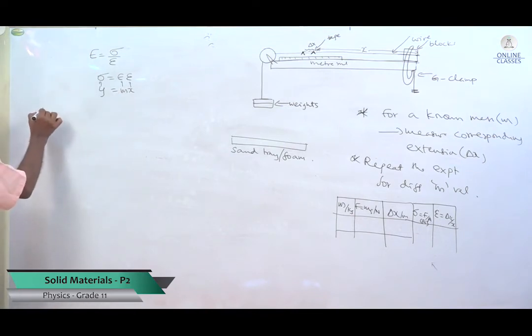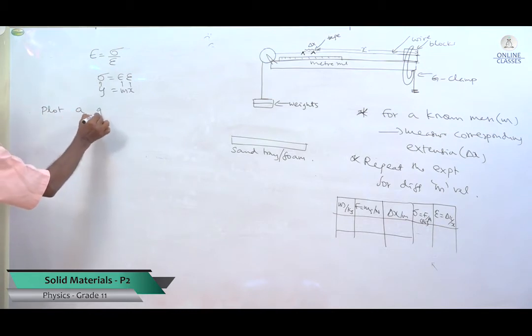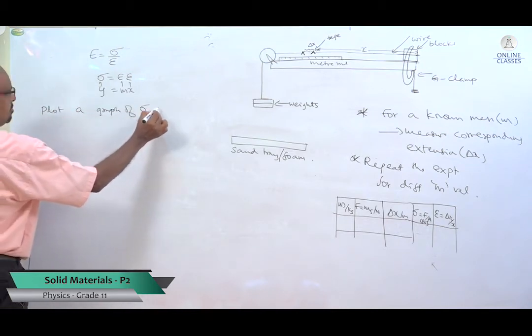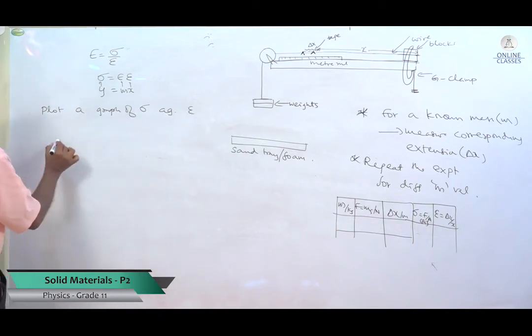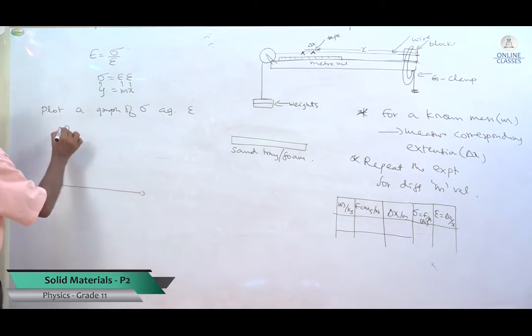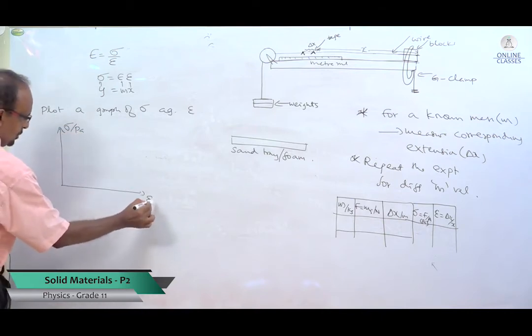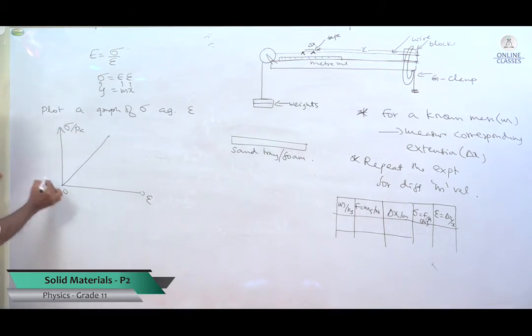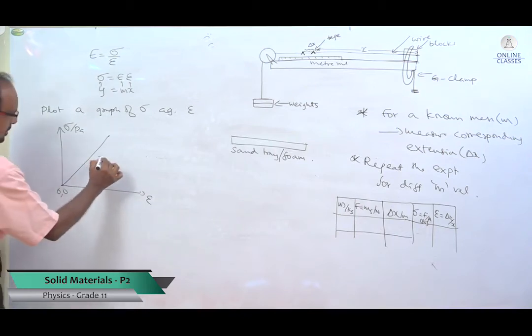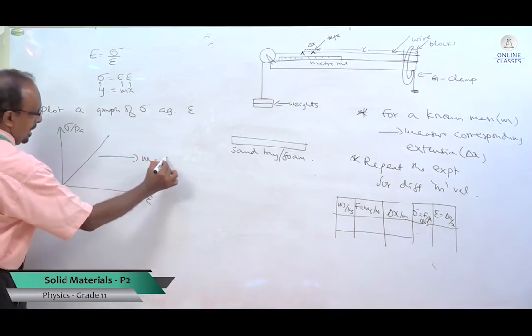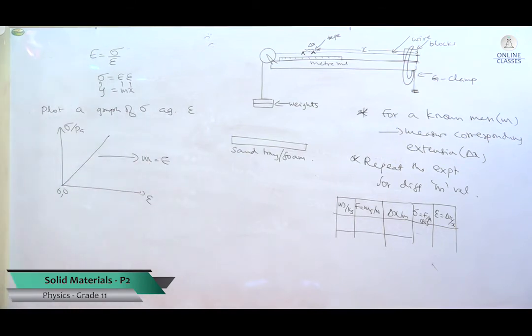So we can plot a graph of sigma against epsilon. You can see the shape of the graph. Sigma is in Pascals, epsilon has no units, and it is a straight line through the origin. From this graph, the gradient gives Young modulus. So you can see that very accurately we can calculate Young modulus. And this is a very common experiment asked in Edexcel exams.